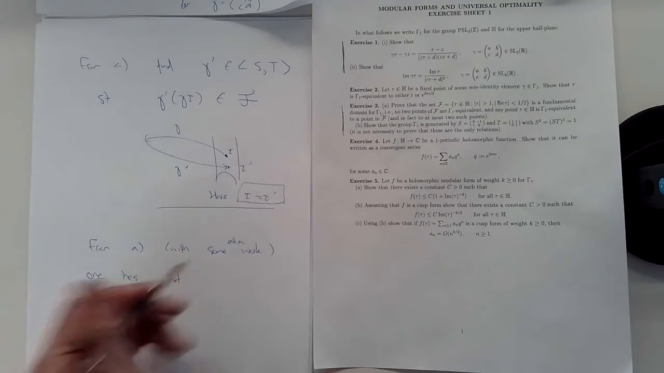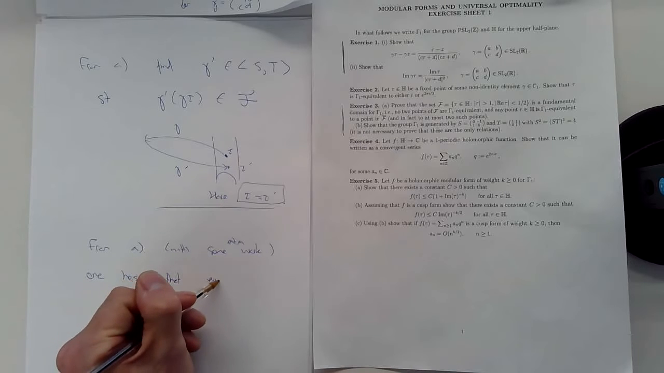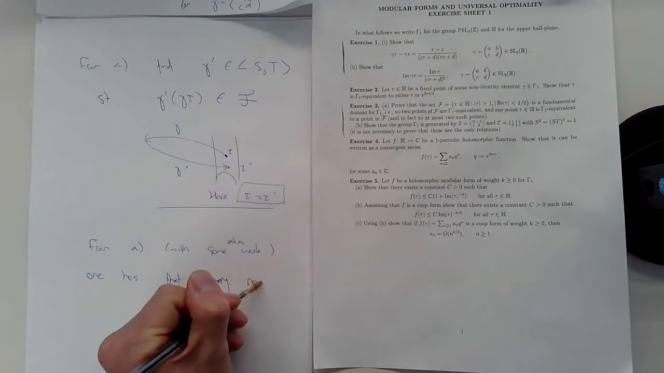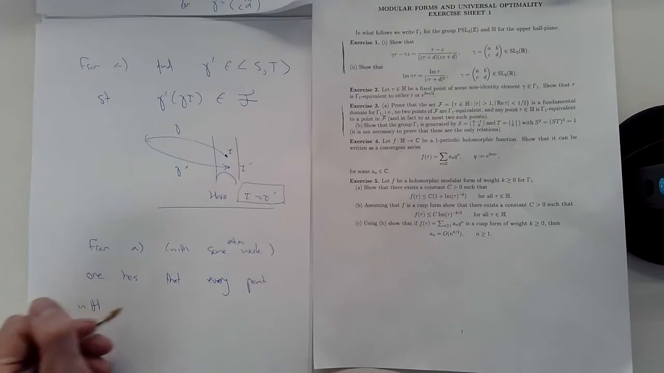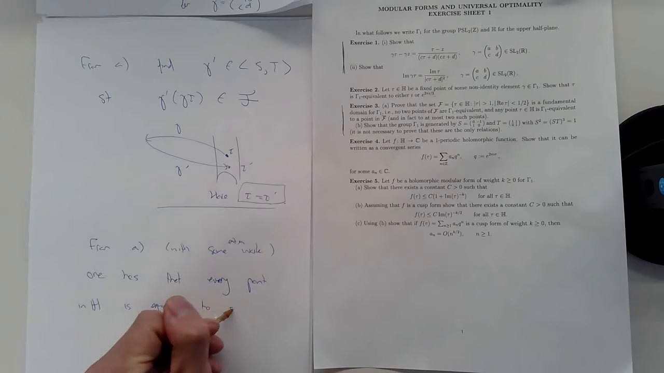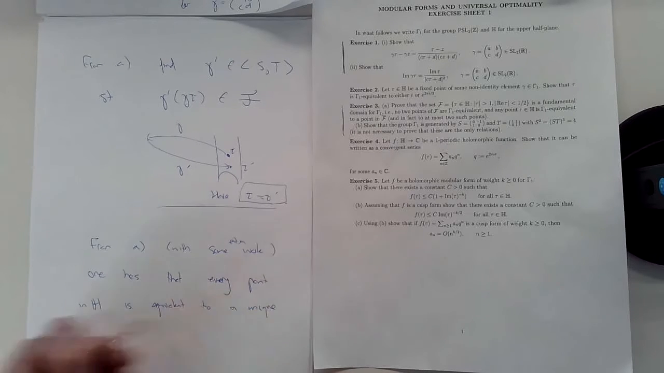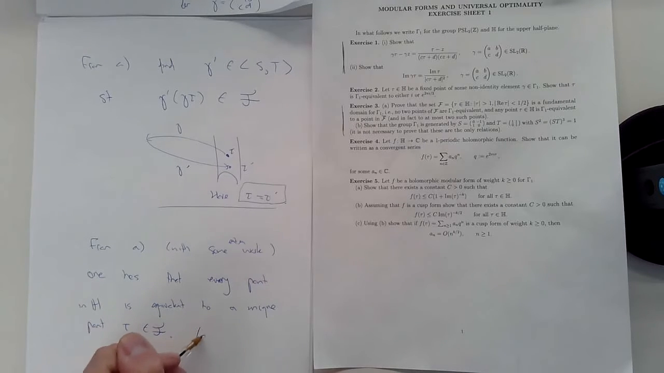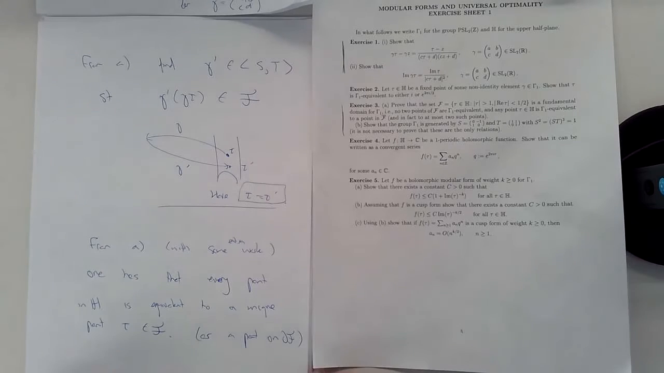So one has that every point in the upper half plane is equivalent to a unique point tau in this fundamental domain, or for a point on the boundary. There's some steps you have to go through to check that carefully.